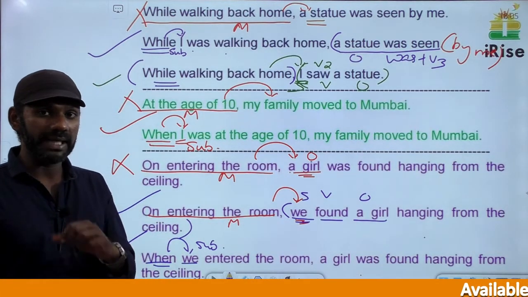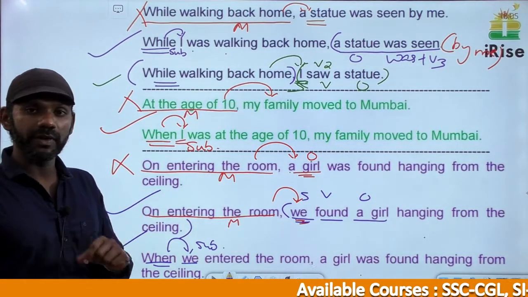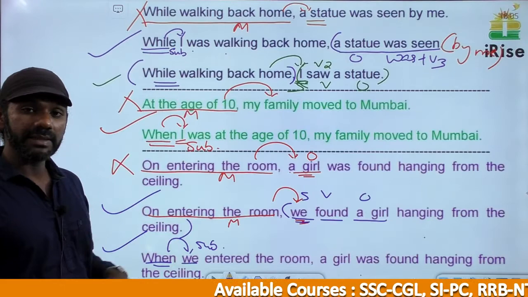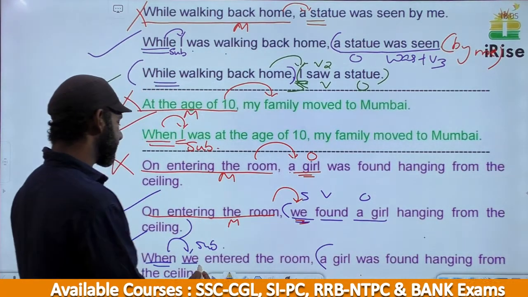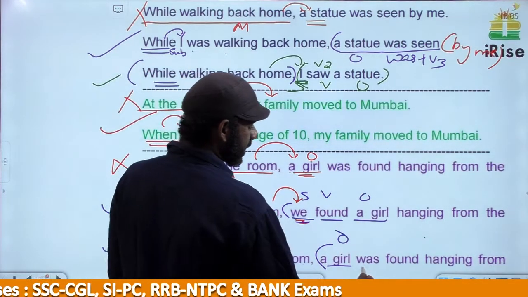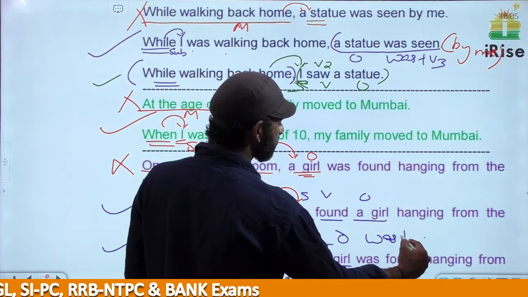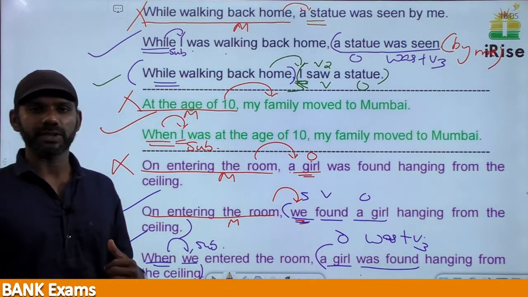When cannot be followed by ing. When we entered the room, a girl was found hanging from the ceiling. Which is the main clause here? A girl was found hanging from the ceiling is the main clause here. A girl is the object. Was found is was plus V3. Was plus V3 is simple past in the passive voice.